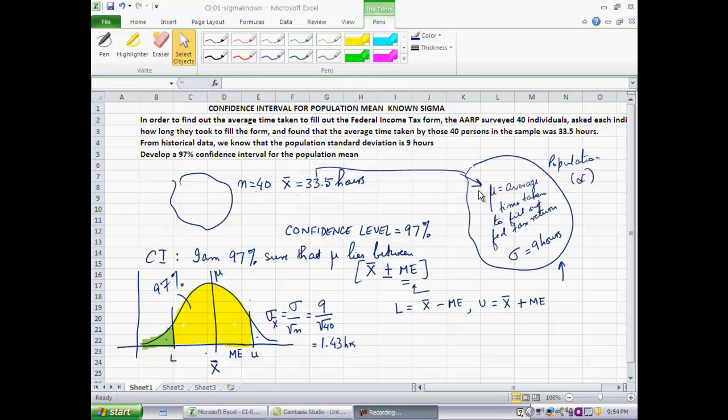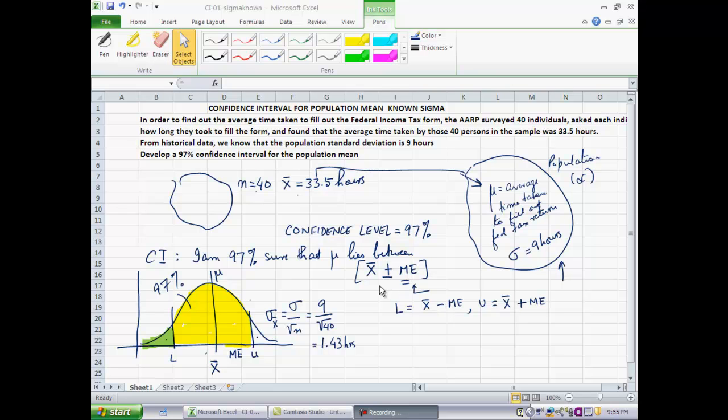But I can't really tell you how certain I am. I know I might be close, but I don't know how certain. So with confidence intervals, what I'm saying is don't give me one number. Give me a lower limit and an upper limit, so that I have a certain level of confidence that the population parameter I'm looking for, in this case the mean, lies between those two limits.